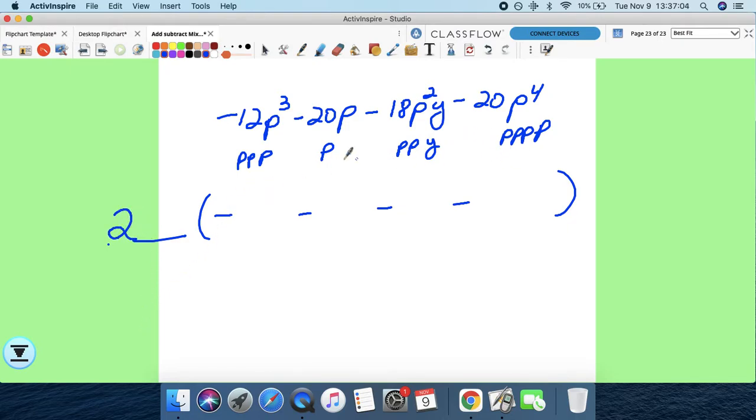What do they have in common in terms of variables? Well, they all have p's, and the greatest number of p's that they all share is 1. So there's 1 here, 1 here, 1 here, 1 here. So I take that out.